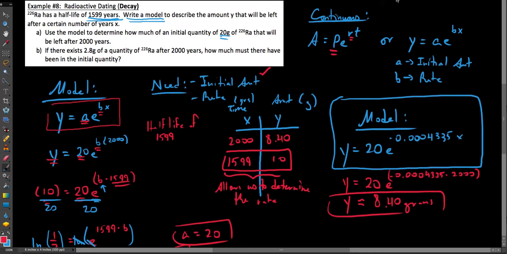We say that we know how much of a material exists. This is our y variable here. We say how much was there in the initial quantity if this much material was left after 2,000 years. Okay, and so we're going to go ahead and let me borrow another canvas here. We're going to set up a new table. We're going to say X and Y. And this time I'm going to say, well, if after 2,000 years there are only 2.8 grams of material left, then how much was the initial quantity here?